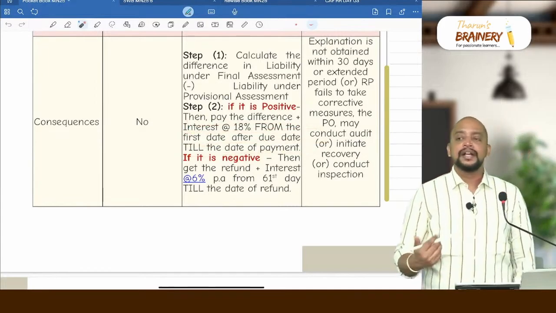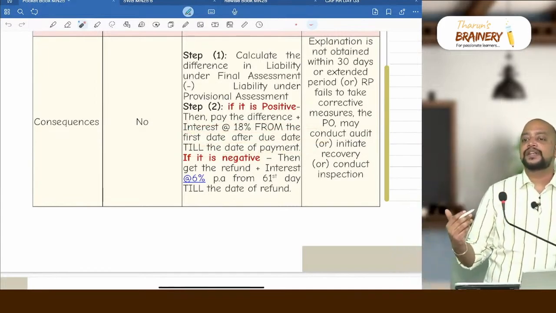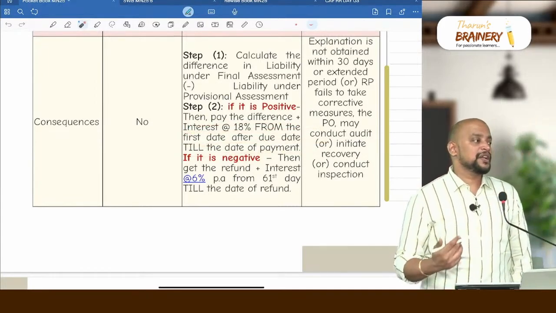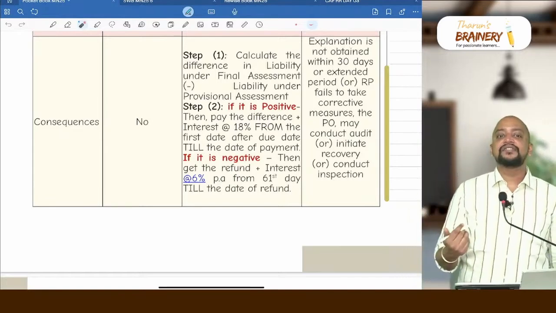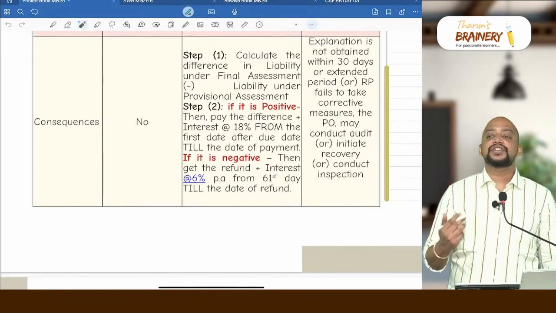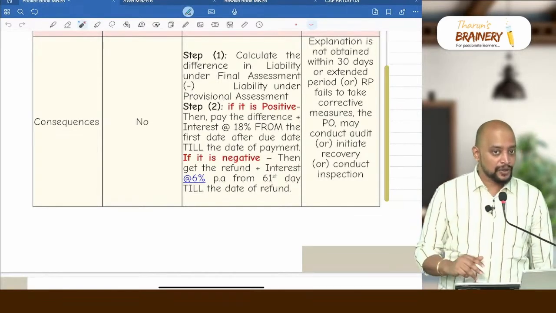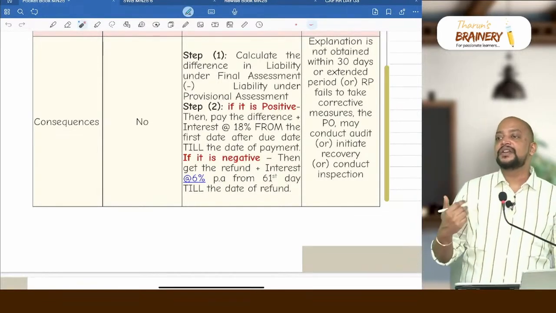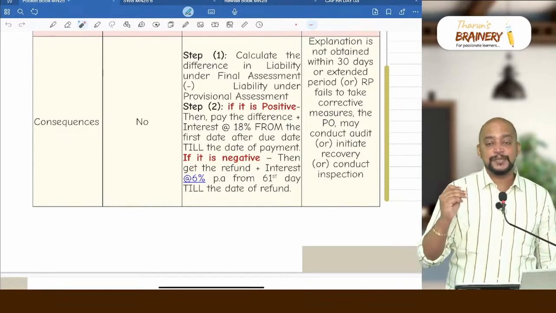What if it is negative? Negative means whatever the final assessment amount is, if it is less than the provisional assessment amount, we have paid the excess, and that we will get as a refund. For that we need to make an application. Once we make the application, if they are not granting within 60 days, only from the 61st day they will give interest at the rate of 6% per annum.